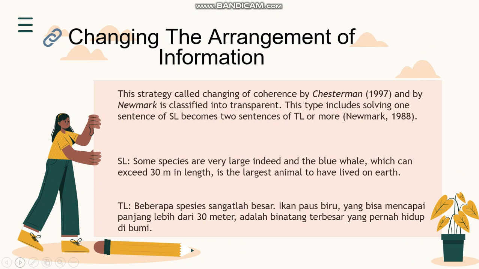So from the example here, we get the explanation that in English, a sentence in the source language can consist of some clauses and their meanings are still clear. While in the Indonesian language, in the target language, a sentence like the example here will be blurred if it consists of more than two clauses. So in the target language here in the example in the slide, the sentence of the source language can be broken down into two or more sentences.